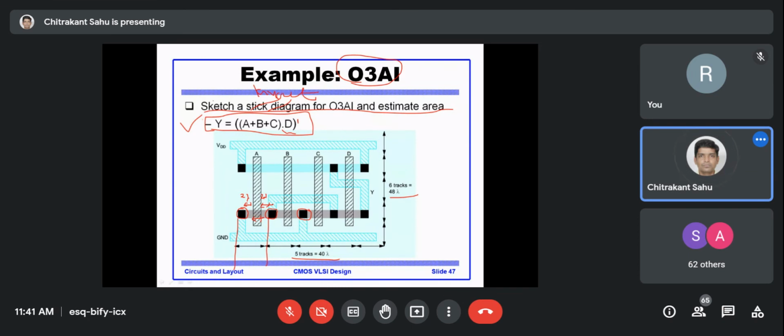ठीक है, तो आपको कौन सा रूल फॉलो करना पड़ेगा? कौन सा? Euler's path, right? So by using the Euler's path, you can make a stick diagram and then give dimensions to the stick diagram. That will make a layout.